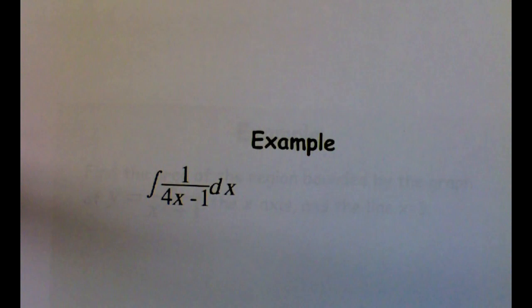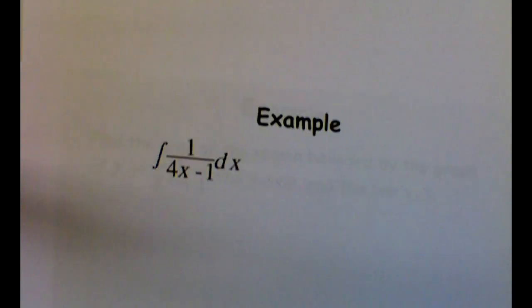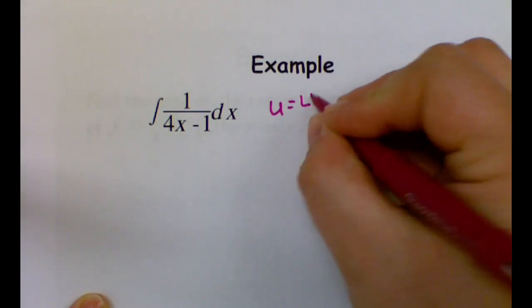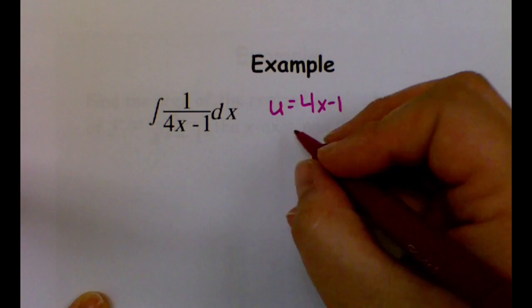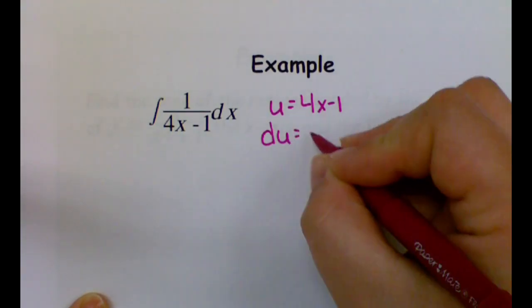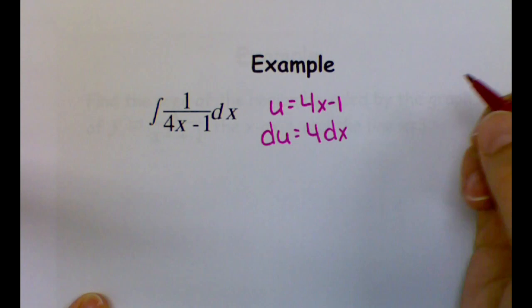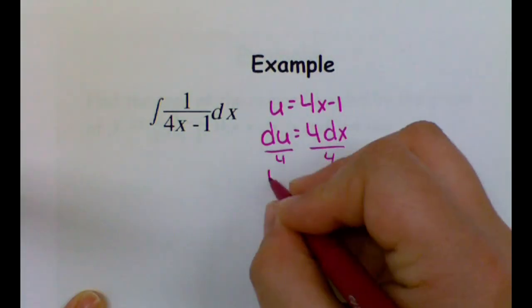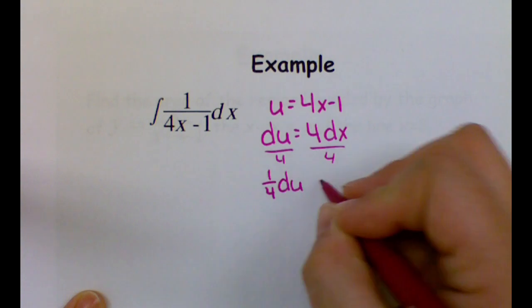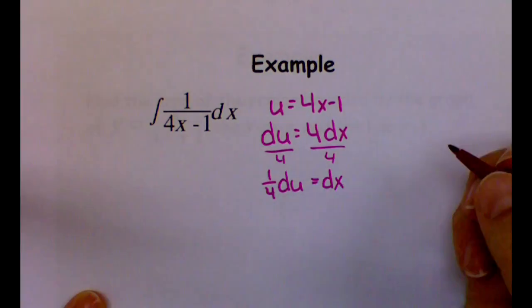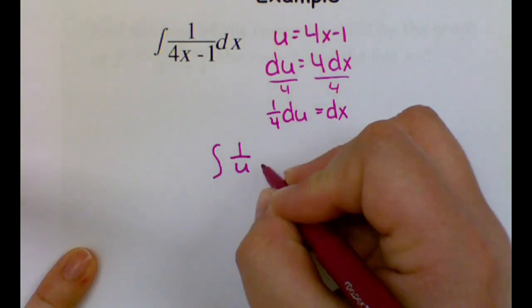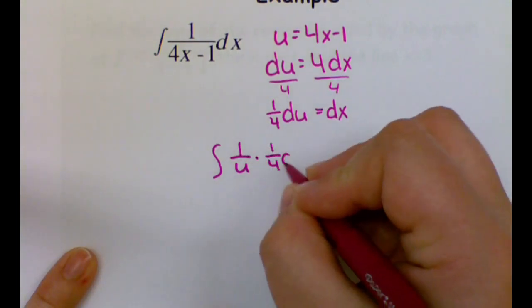1 over 4x minus 1 dx. This one requires us to go straight to u substitution. So our u is the denominator, 4x minus 1, which means du is 4 dx. Well, I don't see a 4 in the function, so I'll divide that 4 over. 1/4 du is equal to dx. So that means I rewrite my integral as 1 over u times 1/4 du.